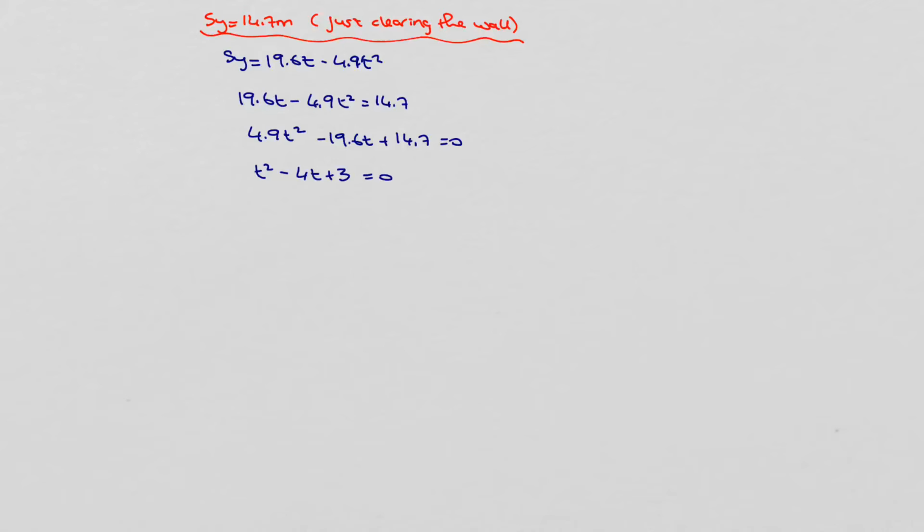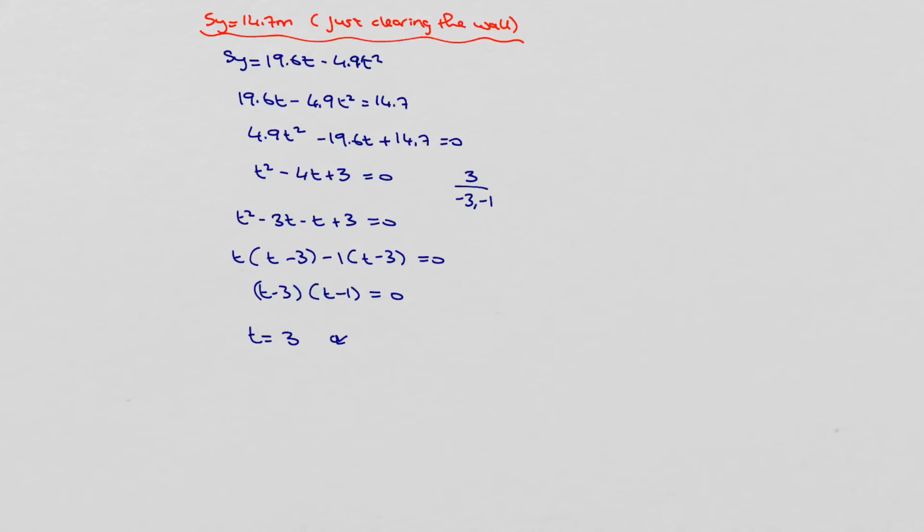If you don't spot that, of course, you can use the minus b formula, no problem. But here I can see that the two numbers that are going to multiply to give me 3 and add to give me minus 4 will be minus 3 and minus 1. So I'm just going to factorise out my quadratic. Or you can use your minus b formula, or whichever way you want to solve your quadratics. So therefore t minus 3 is common, and I have t minus 1 is equal to 0. And therefore if I let both of those factors equal 0, I get t is equal to 3 or t is equal to 1 second.